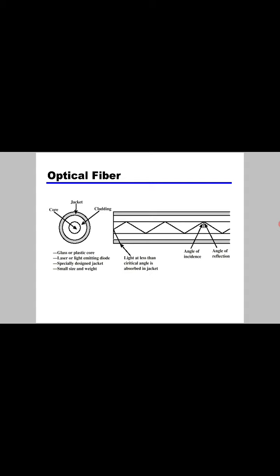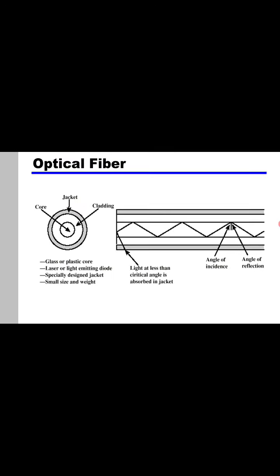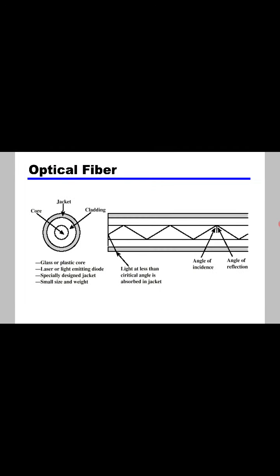In optical fibers, generally glass or plastic core materials are used in the inner part. Lasers or light emitting diodes are used as the transmission medium, and specially designed jackets are used, with small size and weight. So optical fibers are very high speed data transmission mediums.